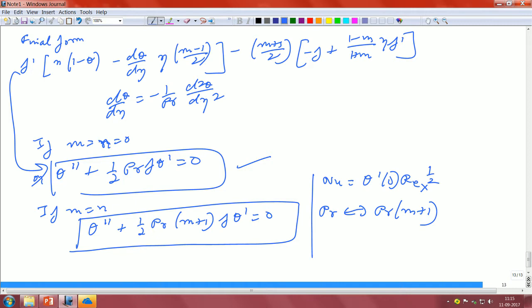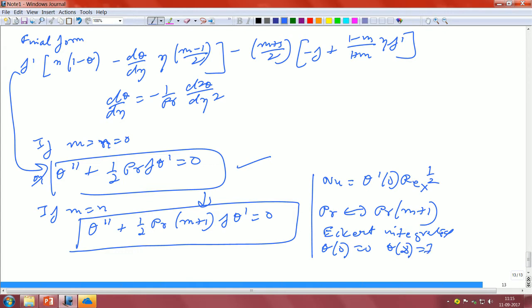So, Eckert actually integrated this. Once again, this kind of thing has to be solved by knowing the functional form. Integrated it with theta 0 equal to 0 and theta infinity equal to 1.